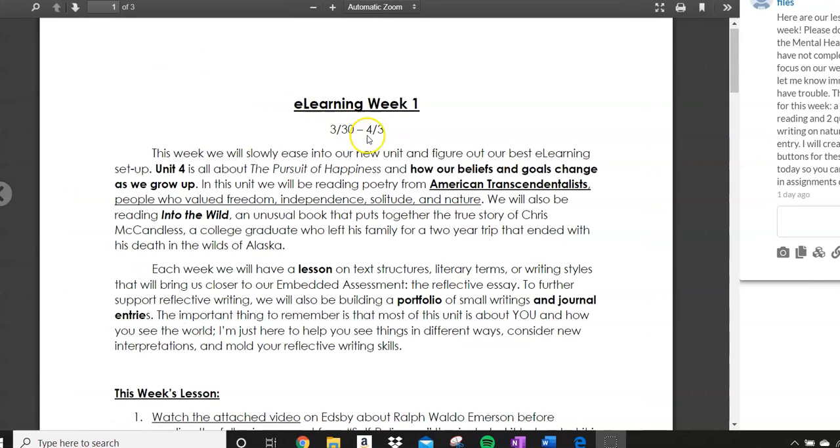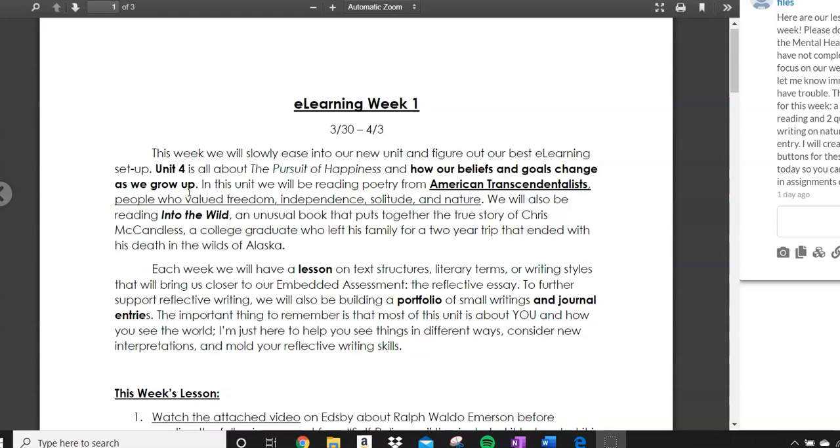So for e-learning week 1, we're going to be talking about the pursuit of happiness, specifically how our beliefs and goals change as we grow up. So as we grow up, what is it that makes us happy? When I was 3, what made me happy was probably like a fudgesicle and Pop-Tarts. That would probably be a really easy way to make 3-year-old me happy because I just loved food.